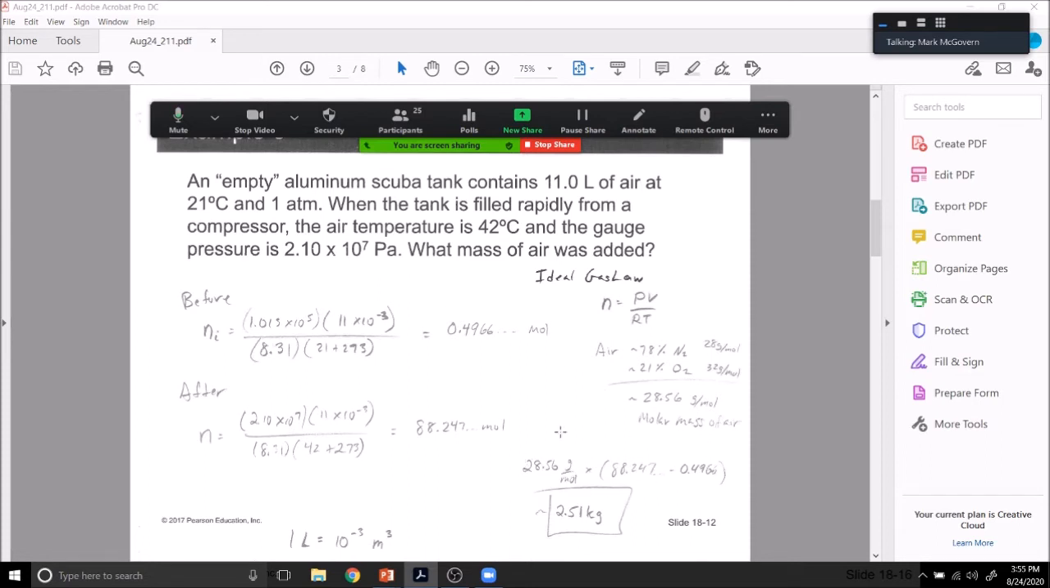Anyway, molar mass of the air times the number of moles. I convert it to kilograms. We get 2.51 kilograms, which is a good amount of mass. The tank would feel that's pretty different, because a kilogram is like 2.2 pounds, so we're talking about almost 6 pounds or so here.